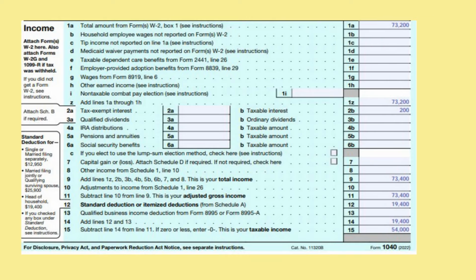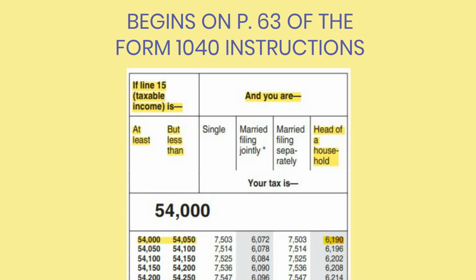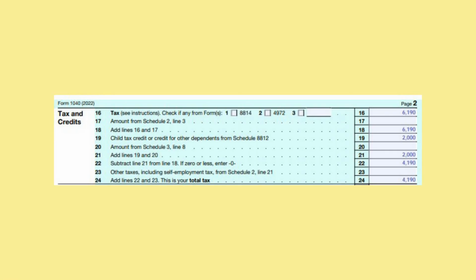We will calculate your tax using the tax tables that begin on page 63 of the Form 1040 instructions. Since your taxable income is at least $54,000 but less than $54,050 and you are head of household filing status, it is $6,190. Carry your tax to line 16 and carry it down to line 18. On line 19, we will place your child tax credit, which we will calculate on Schedule 8812.